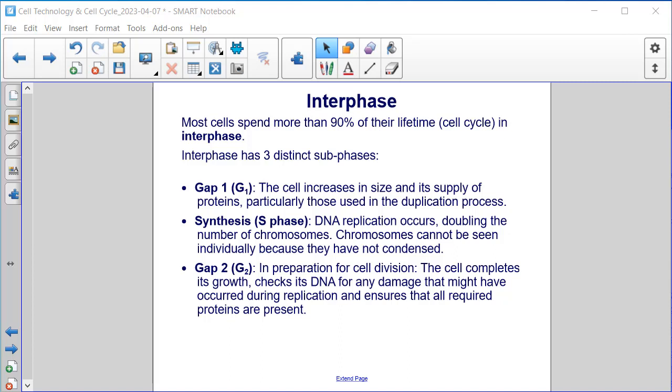Synthesis, where DNA replication occurs, doubling the number of chromosomes. At this point in synthesis, or S phase, chromosomes cannot be seen individually because they have not condensed. And gap 2 is where cells go in preparation for cell division. The cell completes its growth, checks its DNA for any damage that might have occurred during replication, and ensures that all required proteins are present.